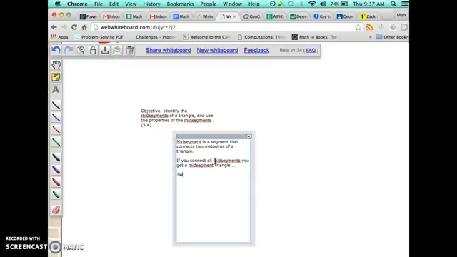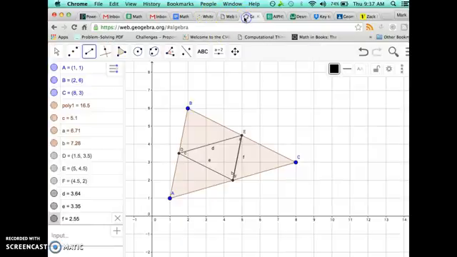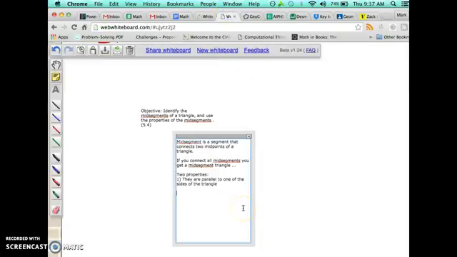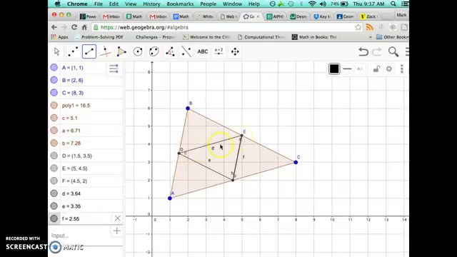And midsegments have two properties. First, they are parallel to one of the sides of the triangle. So, for example, this midsegment is parallel to this side. This midsegment is parallel to this side. And this midsegment is parallel to this side. And the second property is they are half the distance of the side they are parallel to. And so this was half this. This is half this. This is half this.